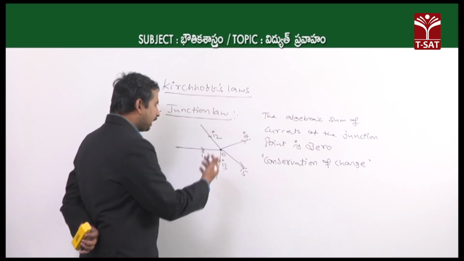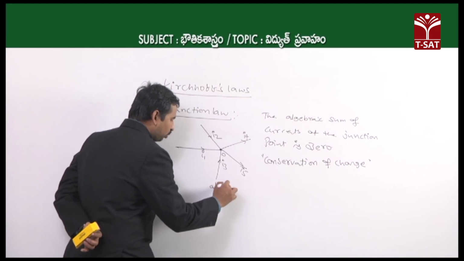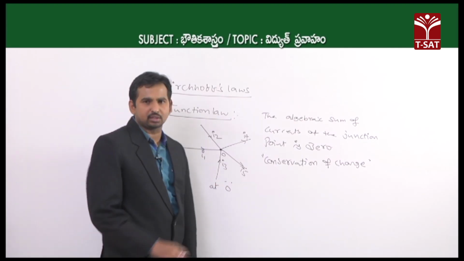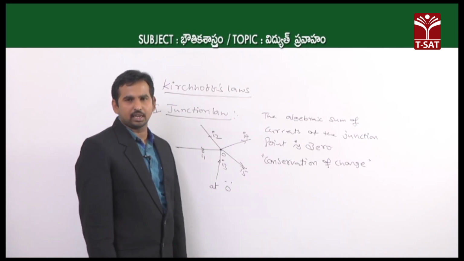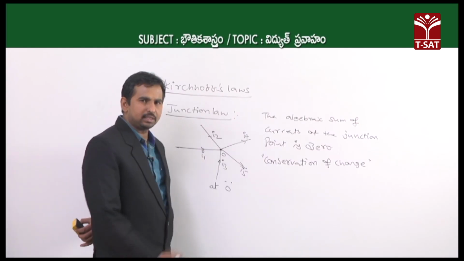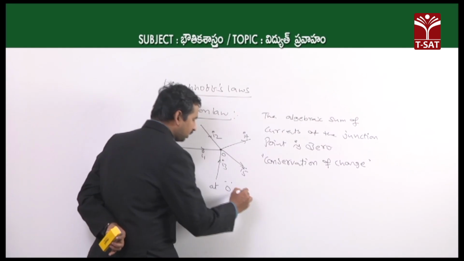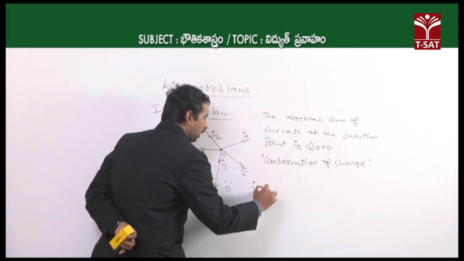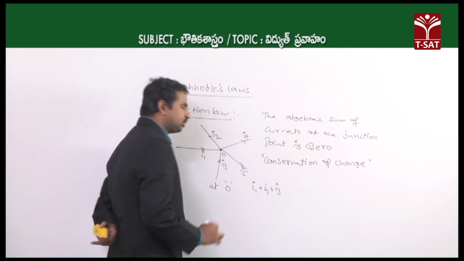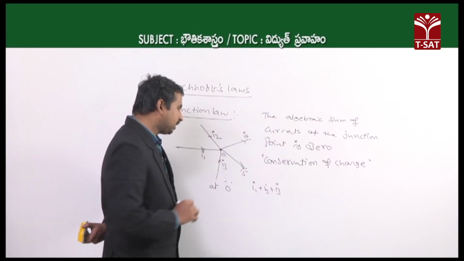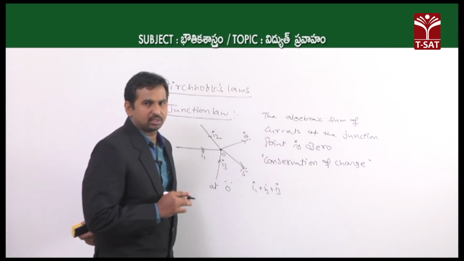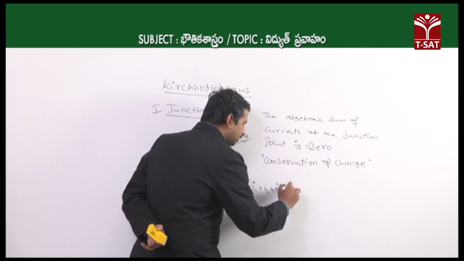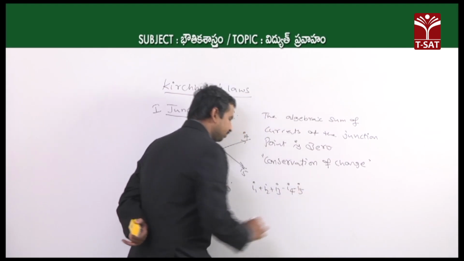Then at the junction point O, with the same sign convention, we always take the incoming currents as positive and the leaving currents as negative. The incoming currents, in this case total 3, which are I1, I2, I3, we take as positive, and the leaving currents, which are I4 and I5, we take as negative, which is minus I4 minus I5, like this.